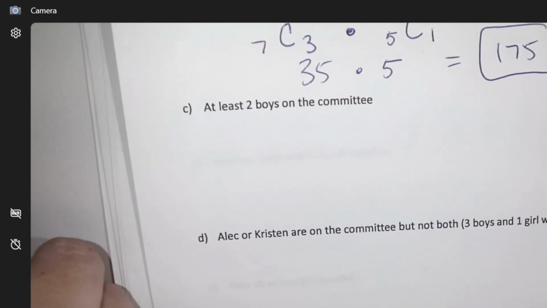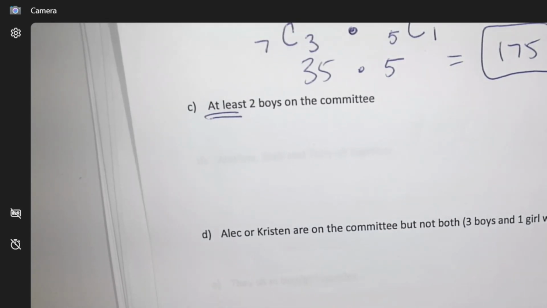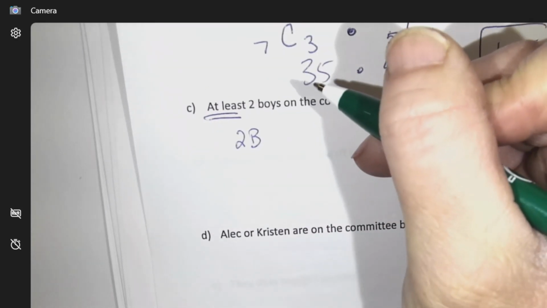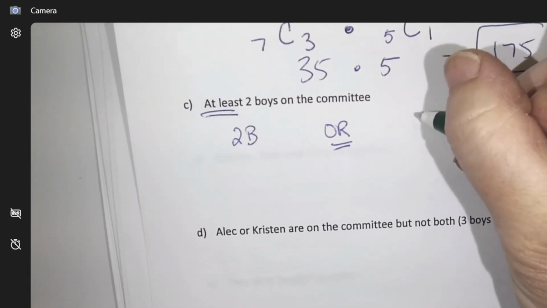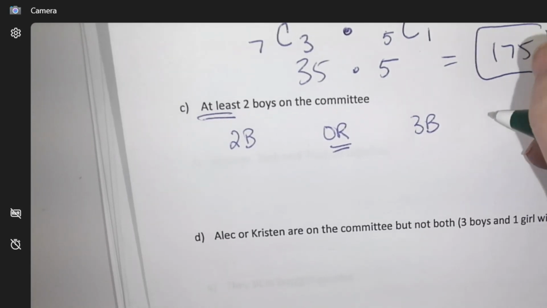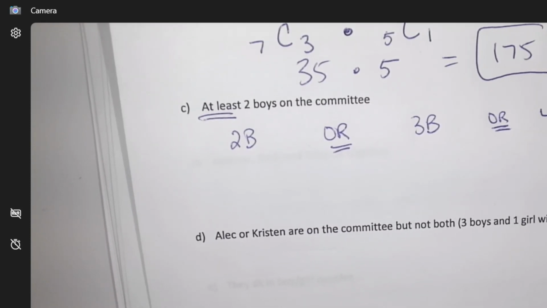Okay, you need at least 2 boys. At least, that is a word that we have to pay attention to. At least 2 boys, so what does that mean to you? You need that, or you could be more than that yet, right? So let's say we could have 2 boys on this, and that would be fine. Or we would be allowed to have 3 boys, because we're at least, or more. Or we could put 4 boys on this committee.